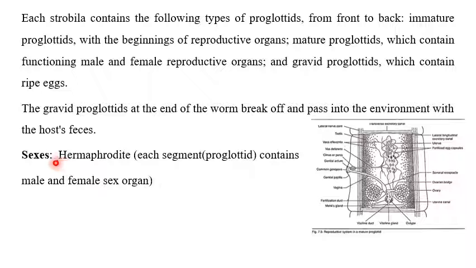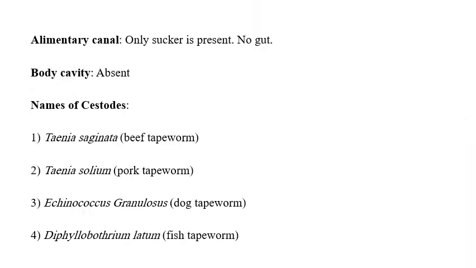Sexes: all cestodes are hermaphrodites. Each segment, each proglottid, contains male and female sex organs, as you see here. These are the ovary and these are the testes. Alimentary canal: only suckers are present, no gut.